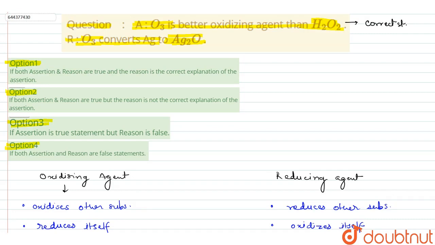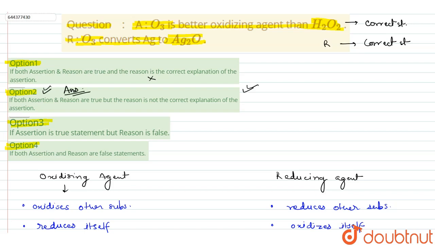And the reason given to us, O3 converts Ag to Ag2O, is also a correct statement. We have seen the reaction. It is a correct statement, but the reason does not explain why O3 is a better oxidizing agent than H2O2. Hence, looking at the options: if both assertion and reason are true and reason is a correct explanation of the assertion, this is wrong. Option 2 is if both assertion and reason are true but reason is not the correct explanation of the assertion. Hence, this option will be our correct answer.